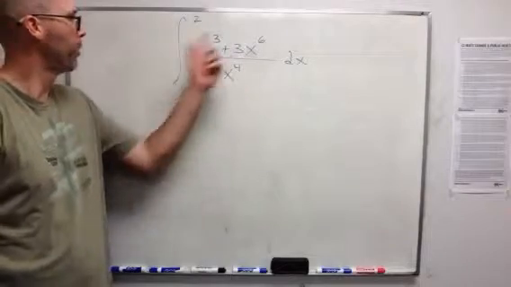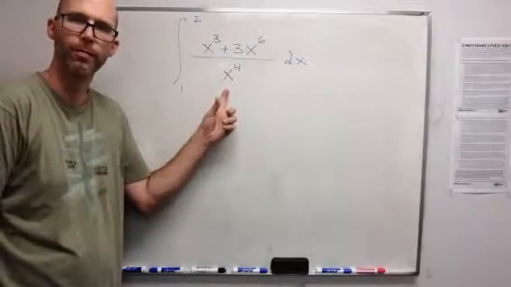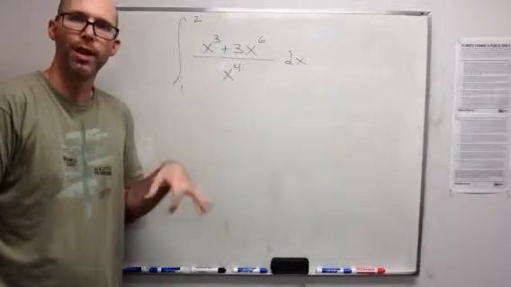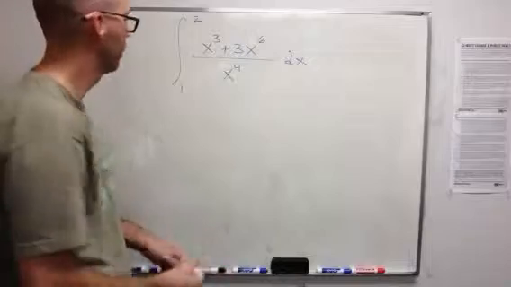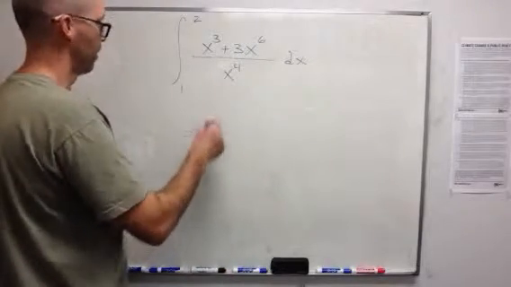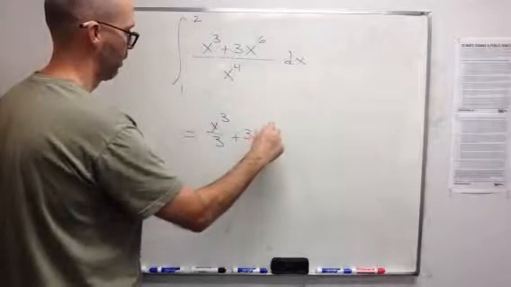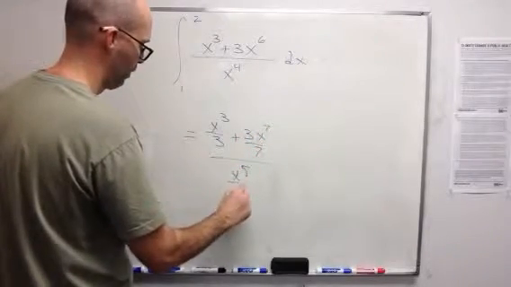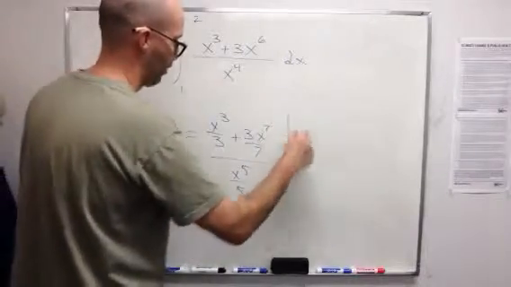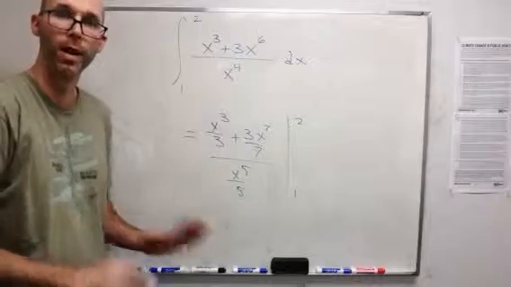This isn't really a polynomial because we have a polynomial divided by a polynomial. So as much as you would like to just use the power rule here, it's not correct to say that this is... this makes no sense at all. Okay, this is not correct.